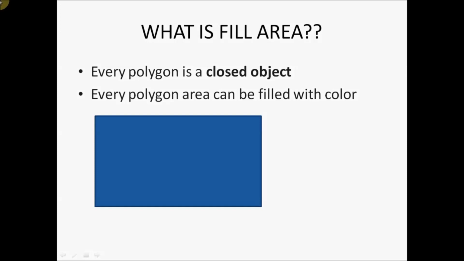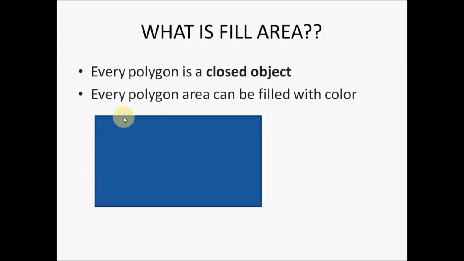You know that a polygon is a closed object. Whatever polygon you take, every polygon is a closed object. Here I considered a rectangle. This polygon is a closed object. And one more important thing, every polygon will have some area. You can see here the rectangle has this area. Any polygon you take, triangle, rectangle, hexagon, pentagon, every polygon is a closed object and every polygon will have an area.